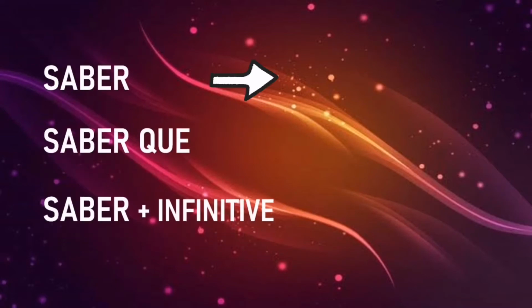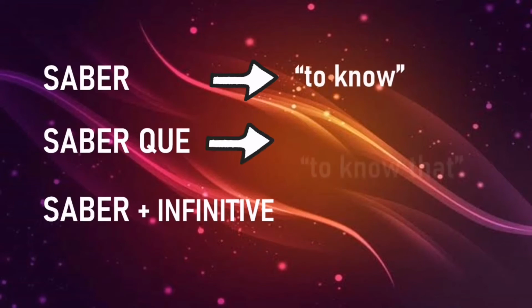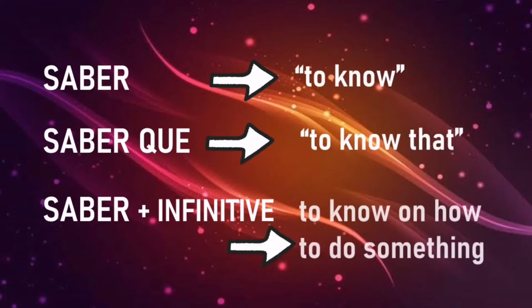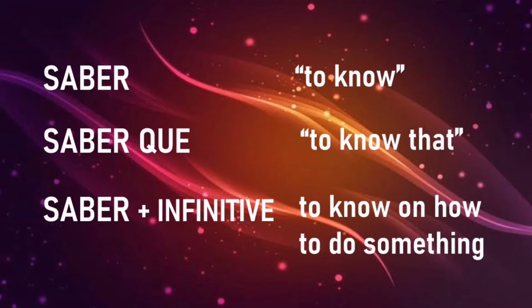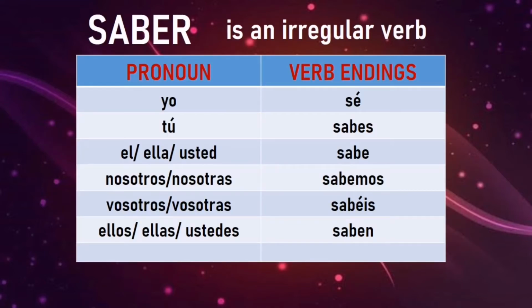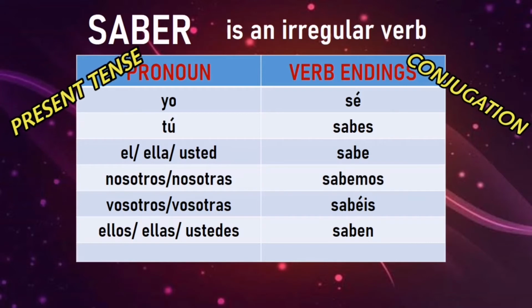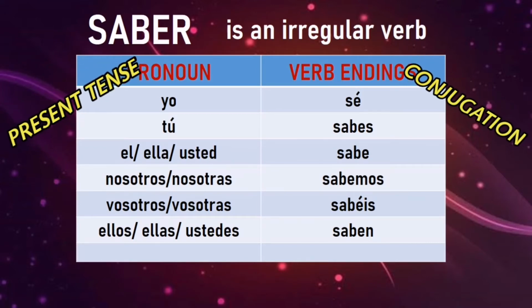Saber has three different uses. Saber, which means to know. Saber que means to know that. Saber plus infinitive means to know how to do something. I'm going to give you more examples on the next slide. But I want you to memorize first and be familiar with the conjugation of saber.